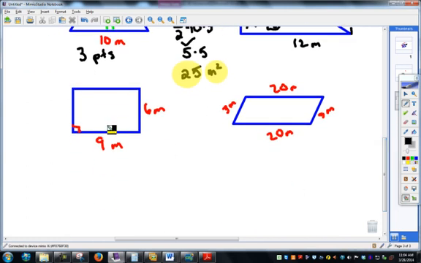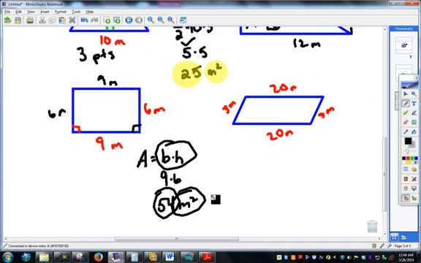Okay? Down here, I know this is a rectangle because it has all 90s. Opposite sides are the same, so I know that this is 9 meters. I know that this is 6 meters. Okay? I know that's 9. I know that's 6. Okay? Now I know the formula, which I'm going to write every time we have a problem like this, is that. Then I'm going to do base times height, 9 times 6. It's going to give me 54 meters squared. Again, the 3 points are formula, answer, units.